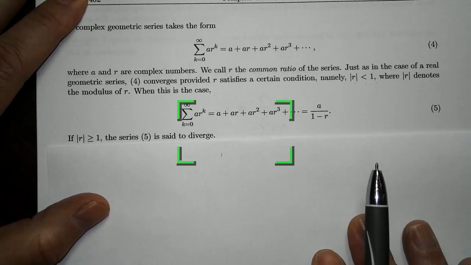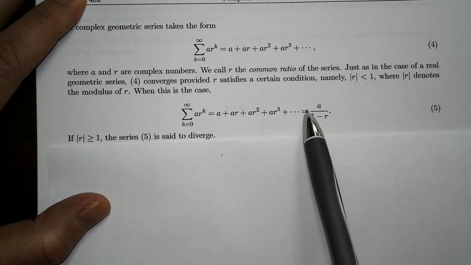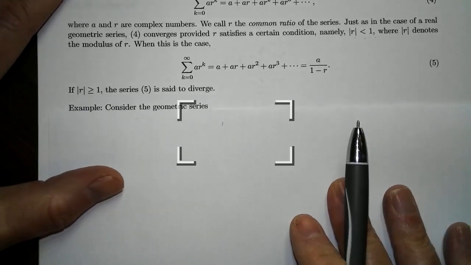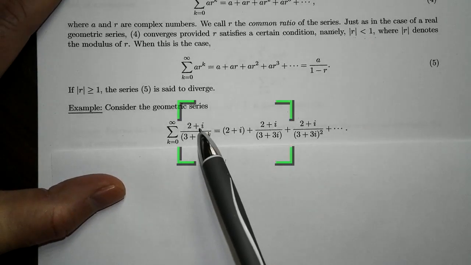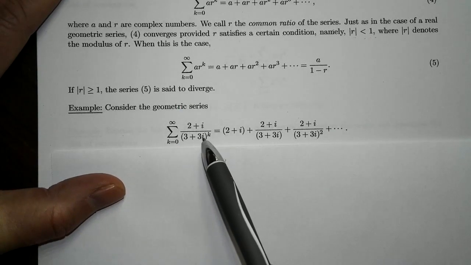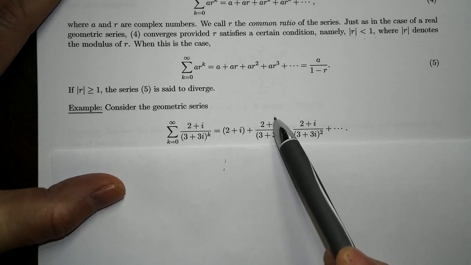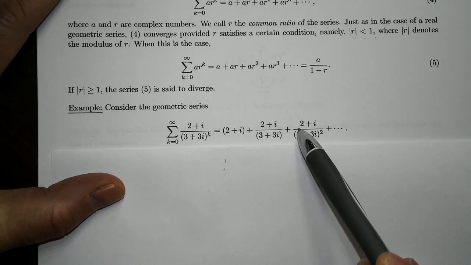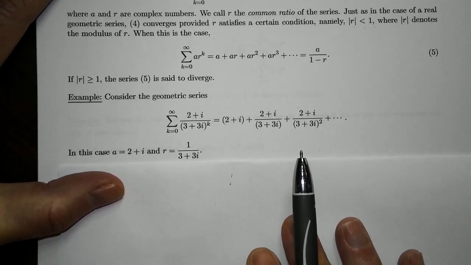If the modulus of r is greater than or equal to 1, the series diverges. If it is less than 1, it converges. So let's take a look at an example. The infinite geometric series, the sum of 2 plus i times the quantity 1 over 3 plus 3i to the k power. When k is 0, I would have that. If k is 1, I would have this. If k is 2, I would have this. So we can see that a is 2 plus i.